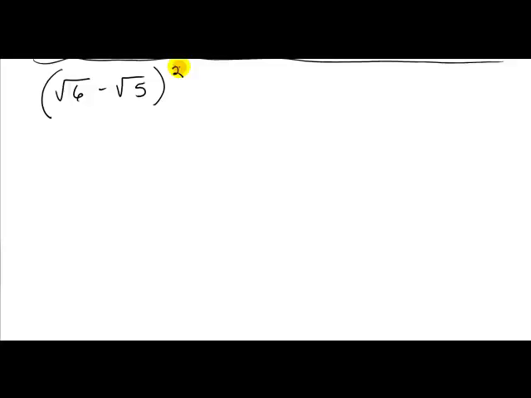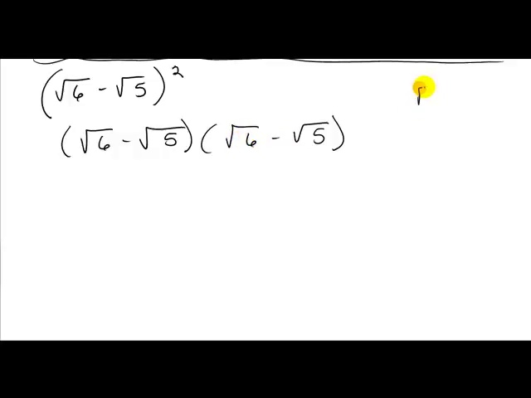So remember, the 2, that square, tells me I have to write this twice. Then I'll use that FOIL method, and so I'll have the square root of 6 times the square root of 6, but remember, the square root of 6 times the square root of 6 equals 6. So I'm going to go ahead and put that. That is a shortcut that I can take, and so 6. Then we're going to multiply these 2.